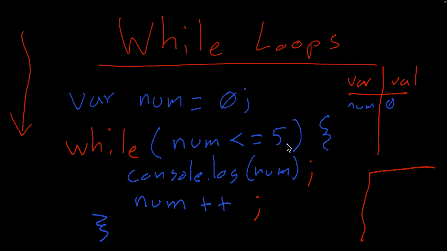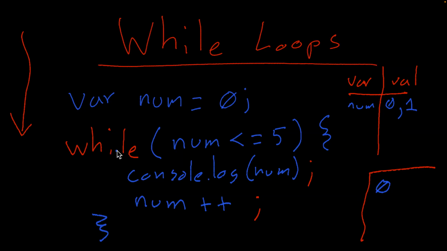All right, so is num being 0 less than or equal to 5? Yes. Num is 0, 0 is less than 5. So while this is true, if this is true, we're going to enter and do what it says. So let's do that. We console log num. Num is 0, so let's do that. 0. And then num plus plus. So then we increase num to 1.